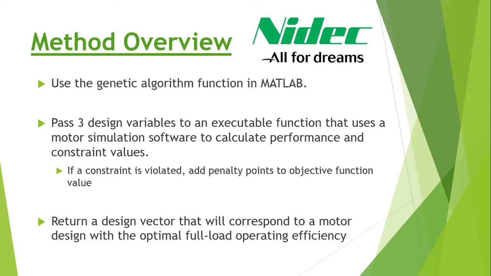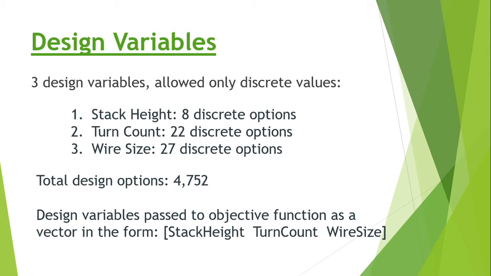An overview of the method: I'll be using a genetic algorithm function in MATLAB. I will pass 3 design variables to an executable function that uses a proprietary motor simulation software from the company I work at, called NEDEC Motor Corporation, that calculates performance and constraint values. If a constraint is violated, penalty points will be added to the objective function value. This will then return a design vector that will correspond to a motor design with the optimal full load operating efficiency. The 3 design variables I've chosen to use are stack height, magnet wire turn count, and magnet wire size.